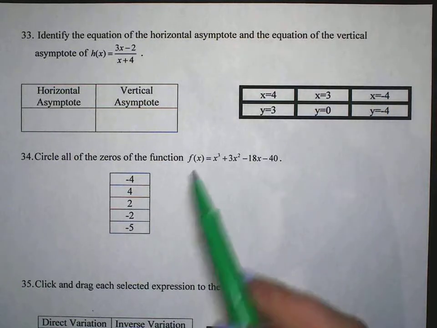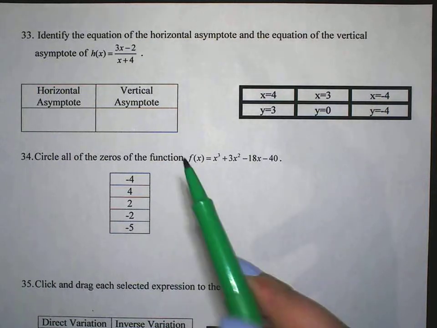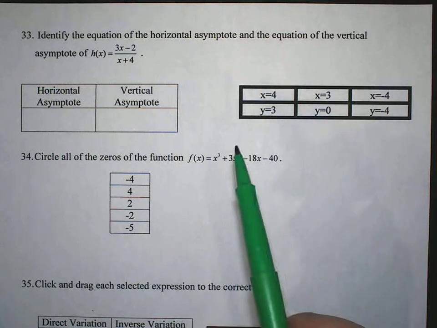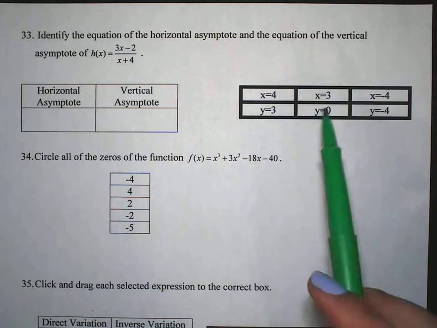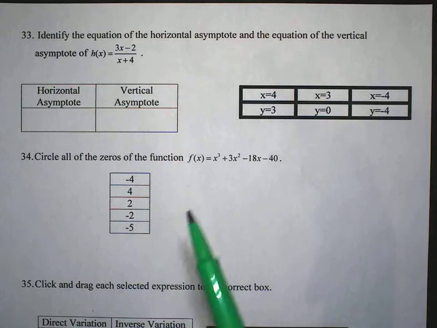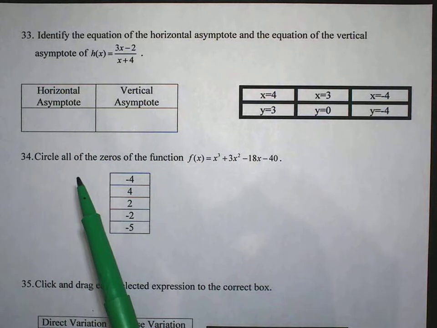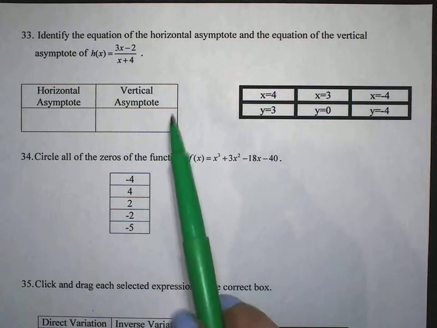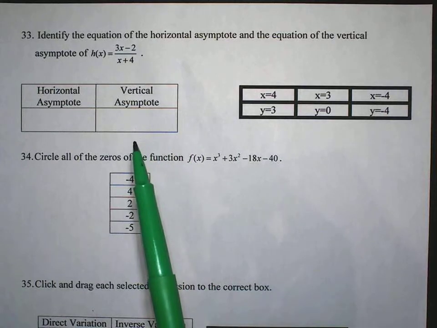We're going to do 33 through 35 for this video. They are SOL-like questions. These are kind of like the drag and drop or the click, all that apply. So for 33, it says identify the equation of the horizontal asymptote and the equation of the vertical asymptote.